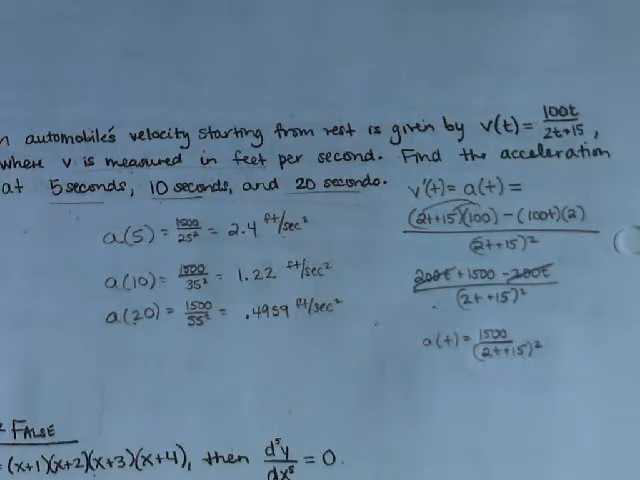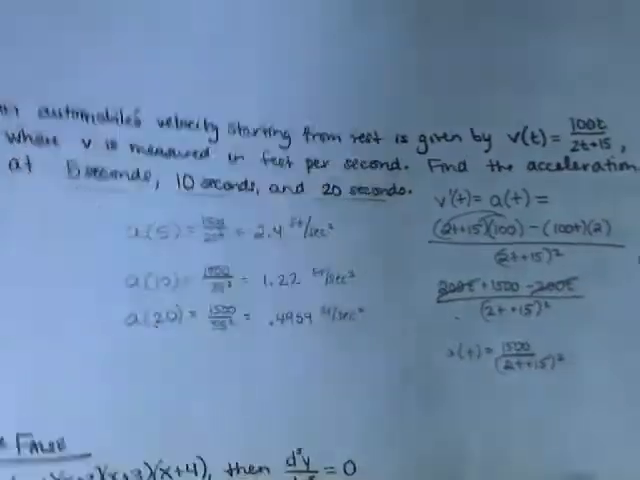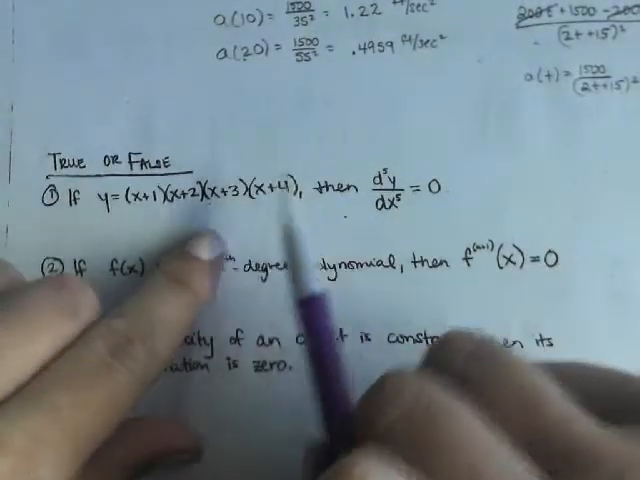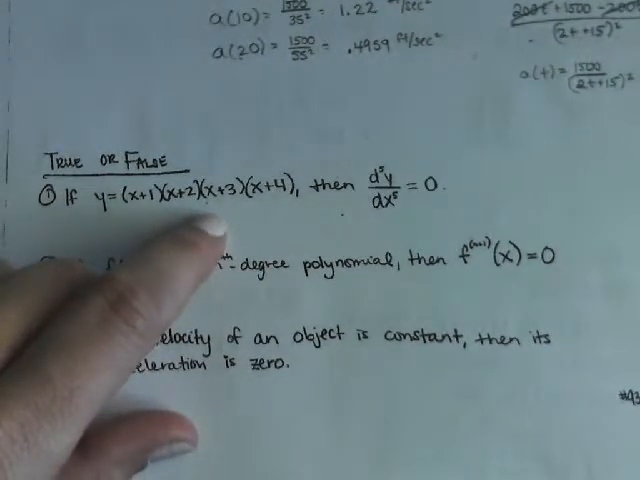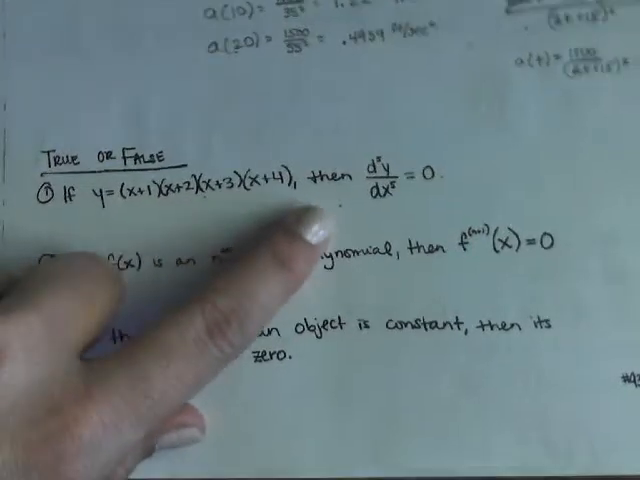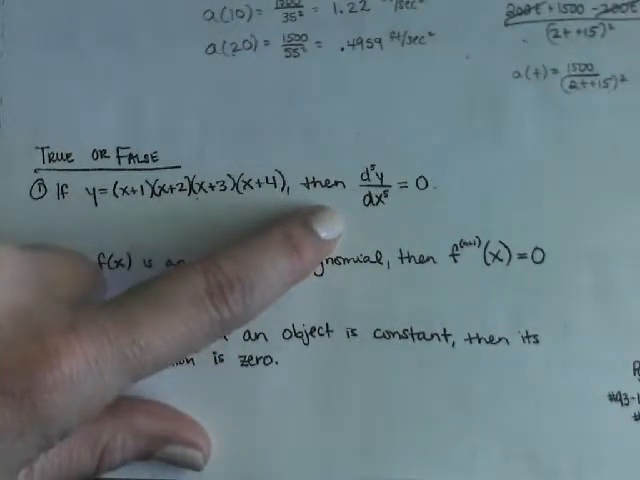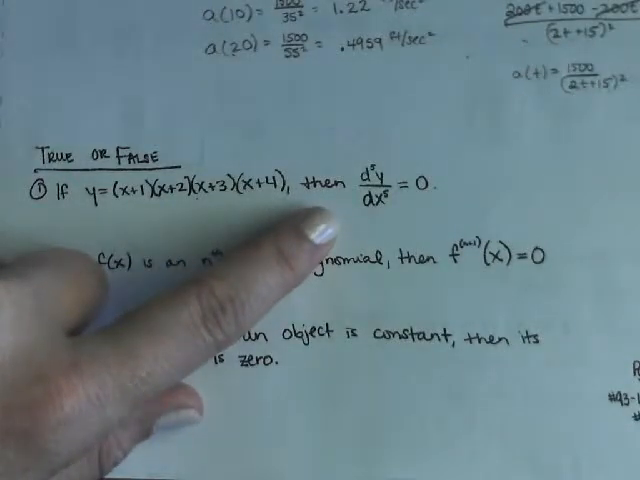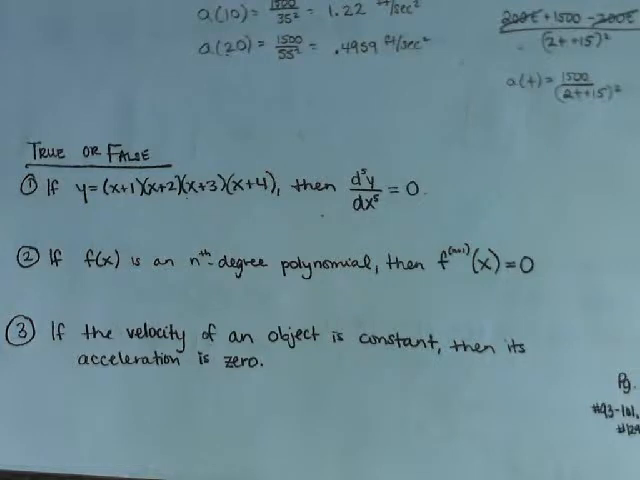Okay, a couple of true false questions here at the end. We have a function given to us, a basic polynomial function in factored form, and it's saying that the fifth derivative would be 0. Raise your hand if you have any thoughts on the truth of that statement. Noah says true. Why, Noah? If the original function has a degree of 4, and every time you take a derivative, it goes down 1 degree. Perfect, good.